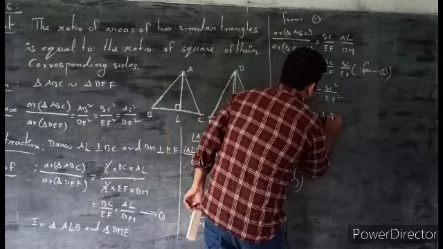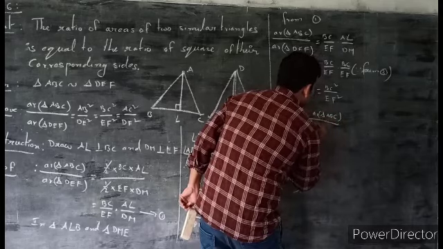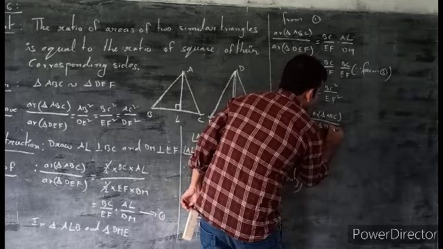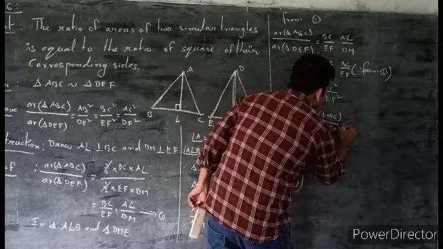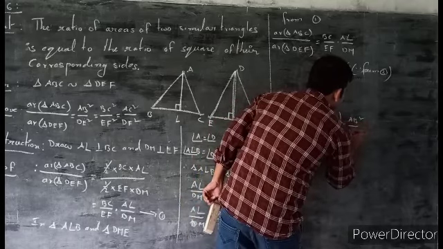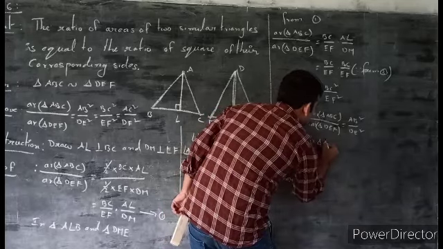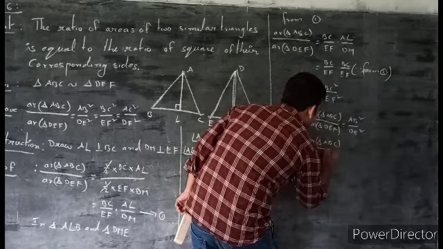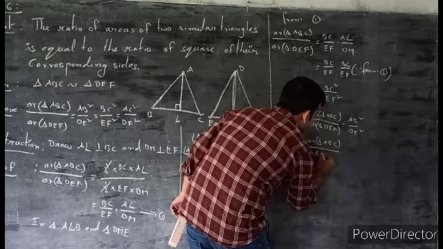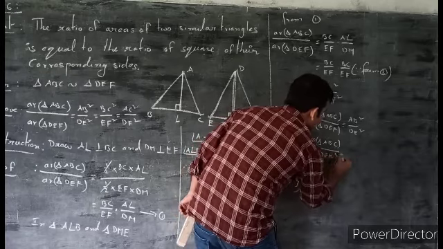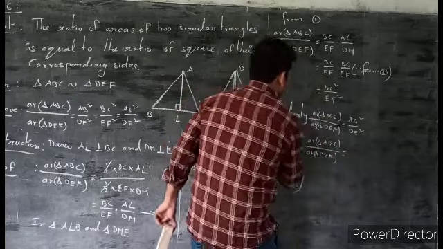Similarly, area of triangle ABC by area of triangle DEF equal to AB square by DE square, and area of triangle ABC by area of triangle DEF equal to AC square by DF square.